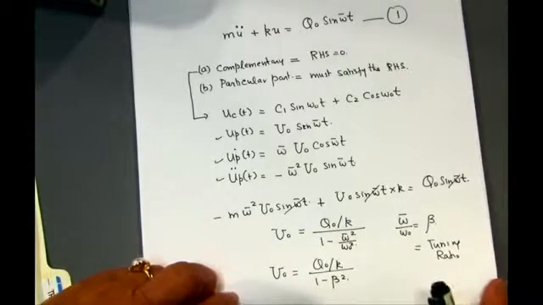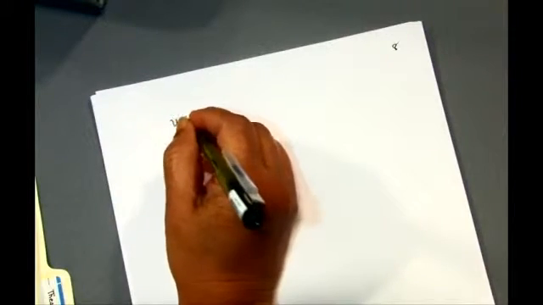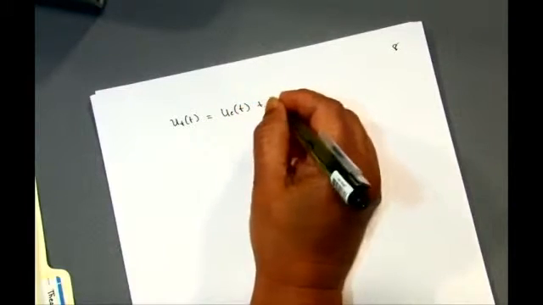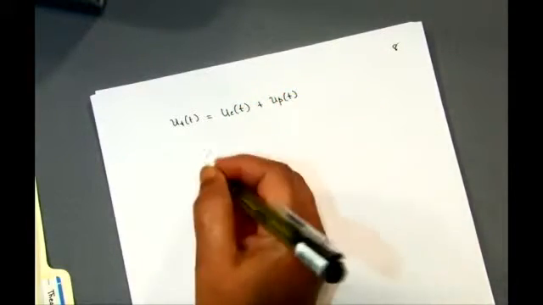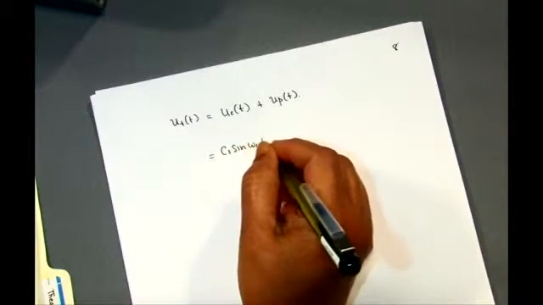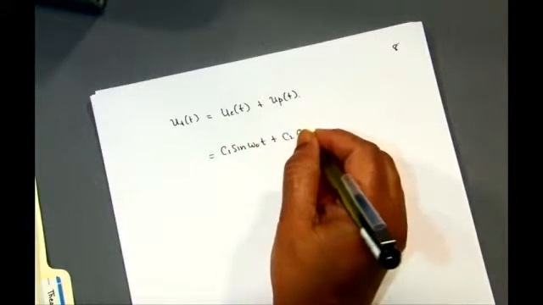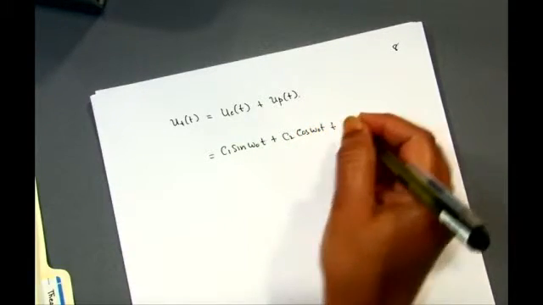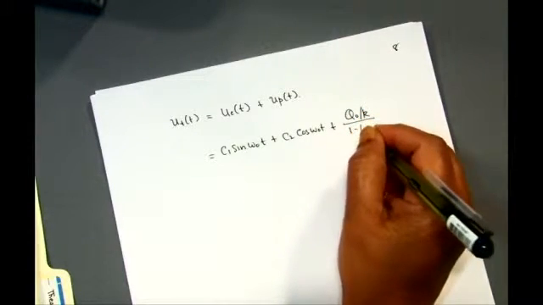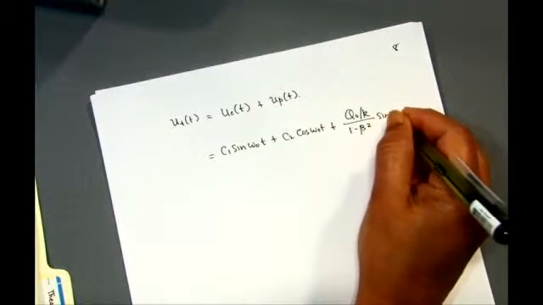These are very simple. Once you get one or two times these solutions, then you will have no problem. So, our total solution will have a complementary part and a particular part. So, we can write here C1 sine omega 0 t, C2 cosine omega 0 t, plus we have q 0 over k divided by 1 minus beta square sine omega bar t.